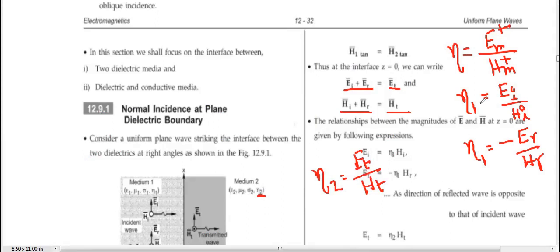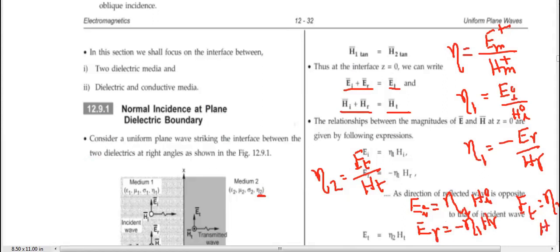ET by HT. Now you can write EI is equal to eta 1 into HI, plus ER is equal to minus eta 1 into HR, and ET is equal to eta 2 into HT.